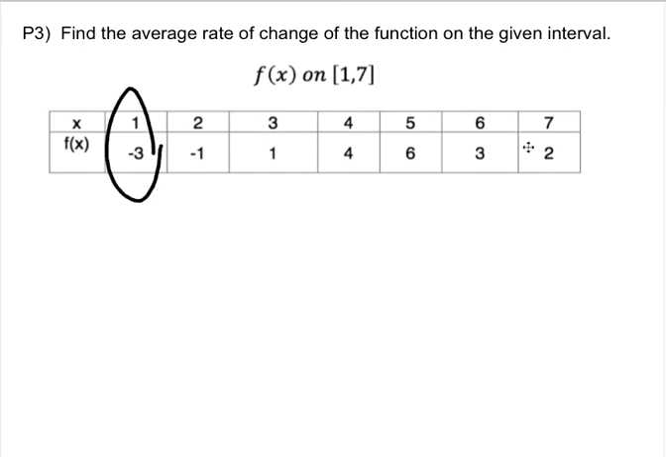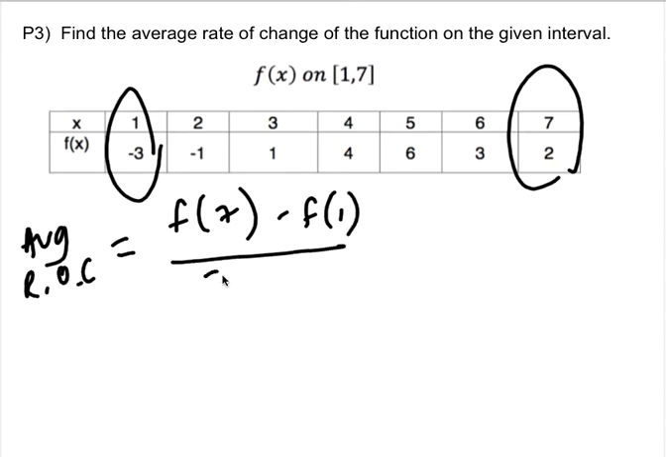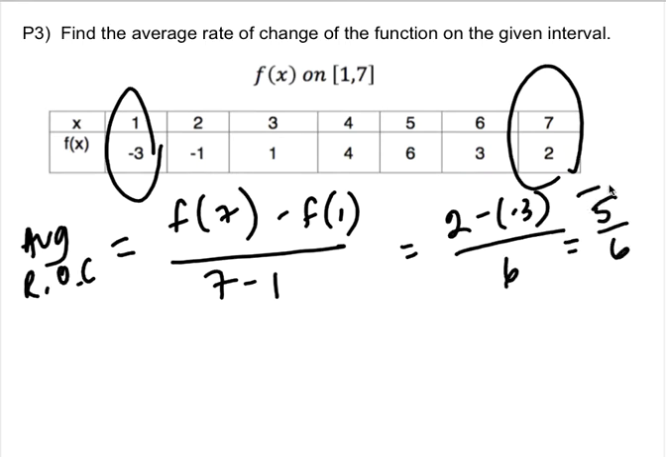So the average rate of change from here to here, right? My average rate of change is going to be f of 7 minus f of 1 over 7 minus 1, right? That's going to be 2 minus -3 over 6. So that ends up being 5/6.